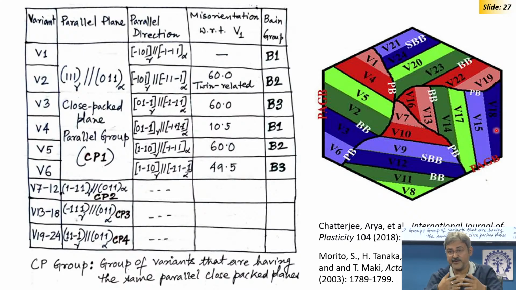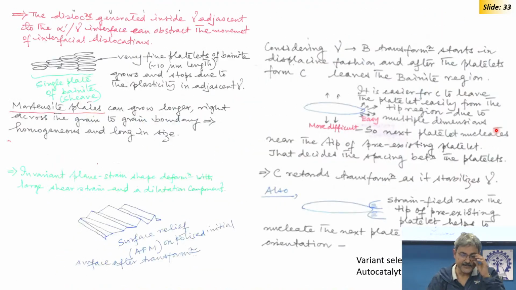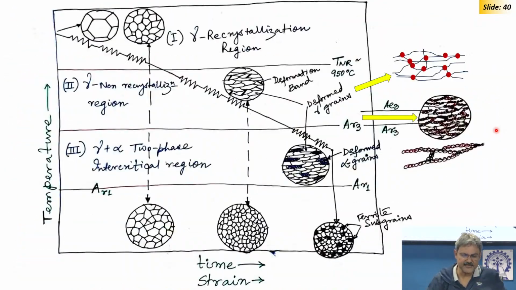Some variants you may not get; you may not get all 24 variants. If you get 24, you are very happy because you are getting a random texture which is good for deflecting cracks. But if you are deforming plastically, then there can be variant selection, which is itself a very big topic. A lot of research is there in this area. So, I tried to give you a glimpse of the entire thing. Let me show you some microstructure at least.